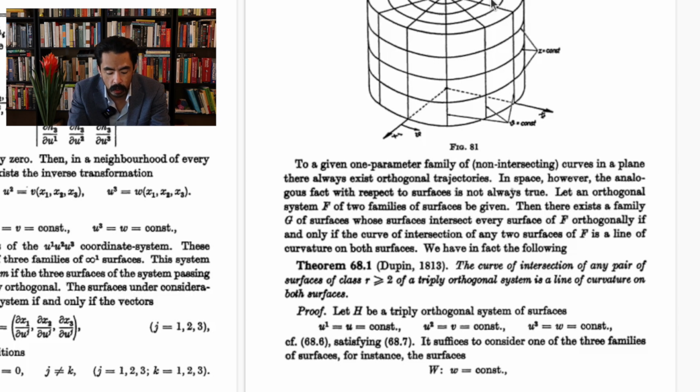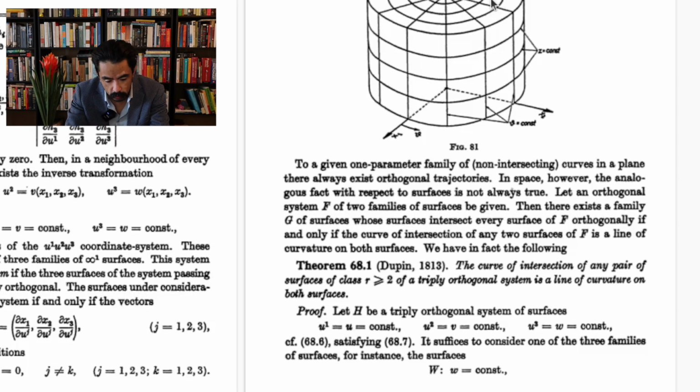Theorem 68.1 of Dupin in 1813. The curve of intersection of any pair of surfaces of class r greater than or equal to 2 of a triply orthogonal system is a line of curvature on both surfaces. And the proof is as follows. Let capital H be a triply orthogonal system of surfaces where u1 equal to u is a constant, u2 equal to v is a constant, u3 equal to w is a constant.